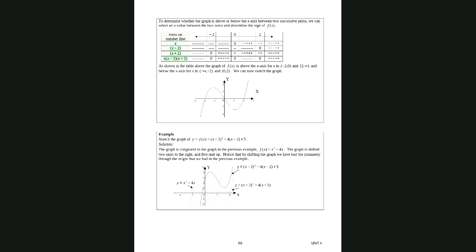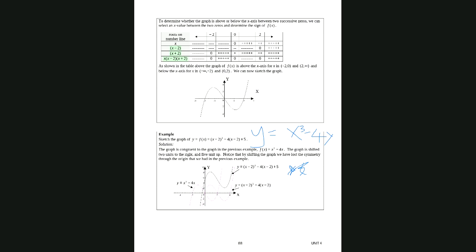y equals x cubed minus 4x. We just get that graph. Then we got this graph. If you look closely at this graph, you can see that they have subtracted 2 from the x. Have you seen that? Then they have added 5 to the function.